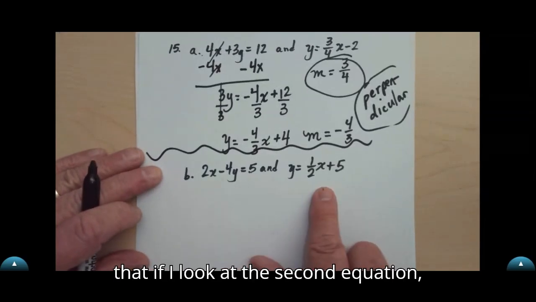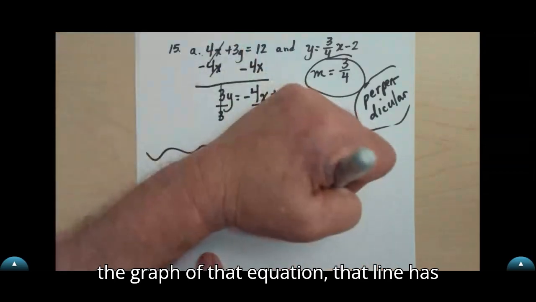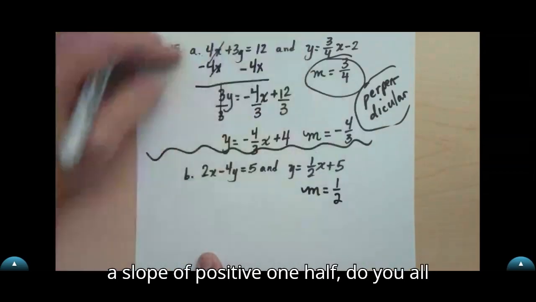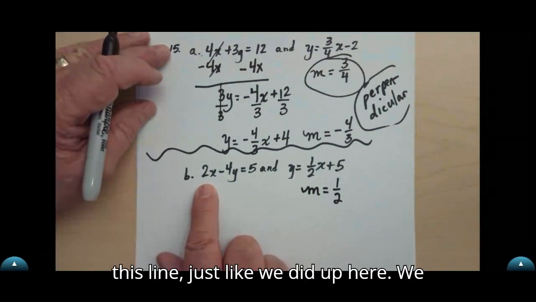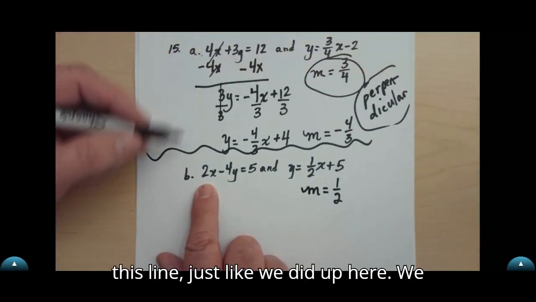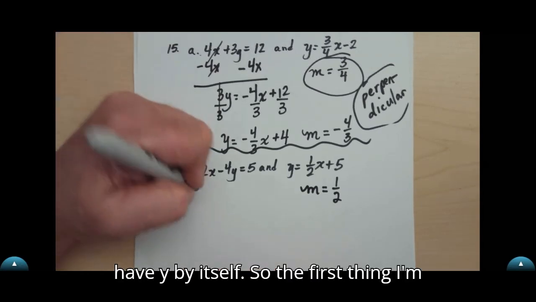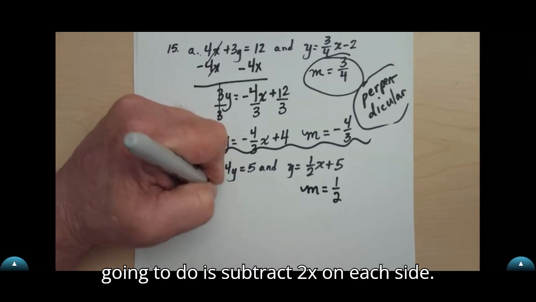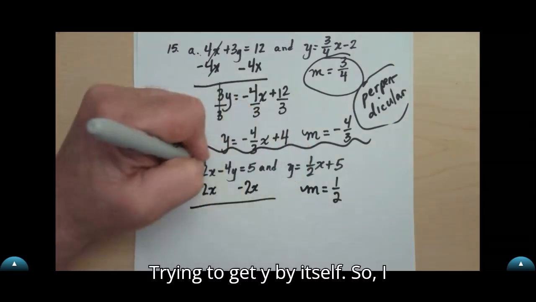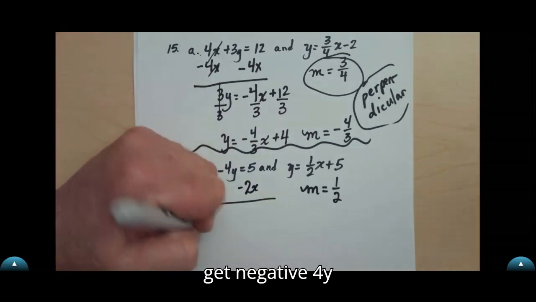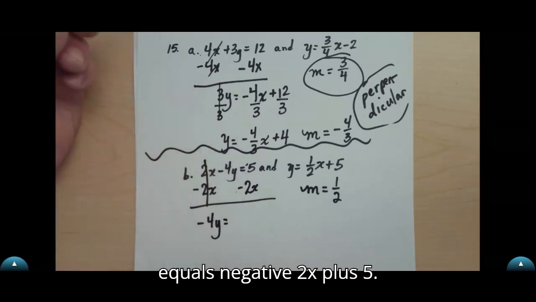Okay, do y'all agree that if I look at the second equation, the graph of that equation, that line has a slope of positive 1/2? Do y'all agree? We've got to figure out the slope of this line, just like we did up here. We've got to shuffle things around until we have y by itself. So the first thing I'm going to do is subtract 2x on each side, trying to get y by itself. So I get negative 4y equals negative 2x plus 5.